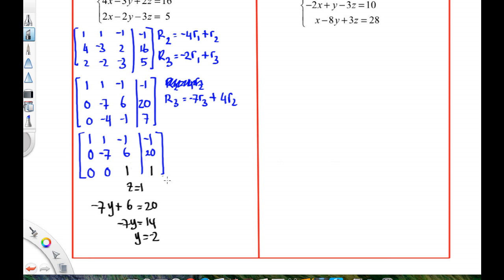And then I have the last one, and this row over here says that I have x plus y minus z is equal to a negative 1, so let's just fill in what I have. x minus 2 minus 6 is equal to a negative 1.